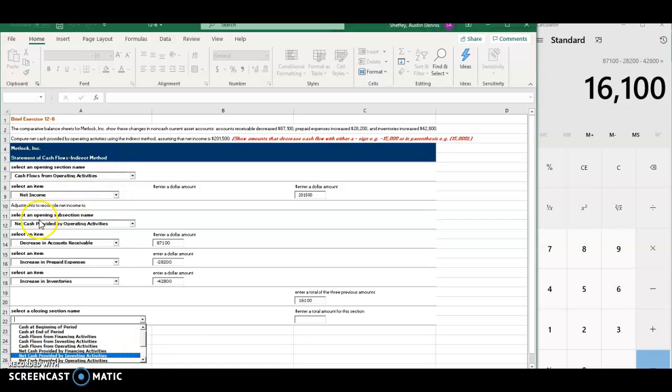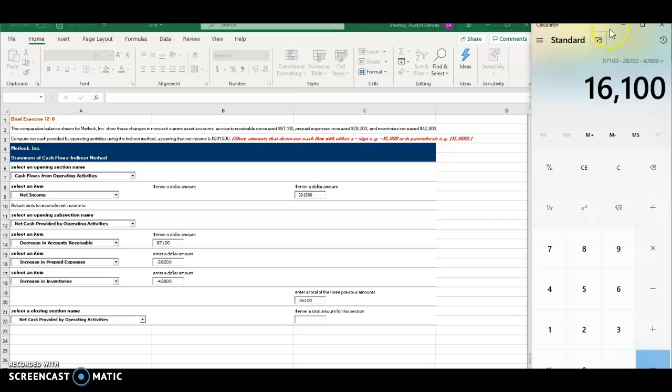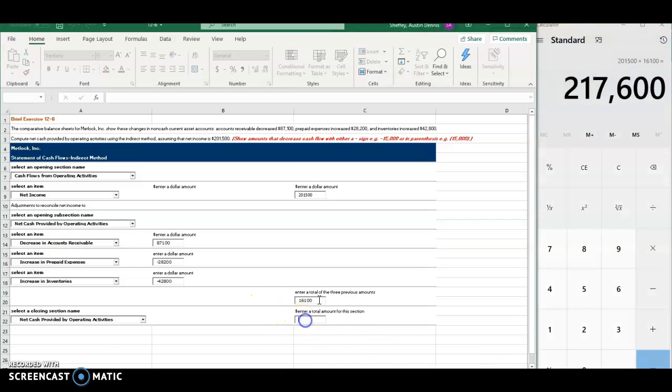Now we will come to the closing section, and this again is telling us the adjustments to the net cash provided by operating activities, and here is the actual amount for the net cash provided by operating activities. So we would do 201,500 plus 16,100, which would give us $217,600, which is the correct net cash provided by operating activities for my problem.